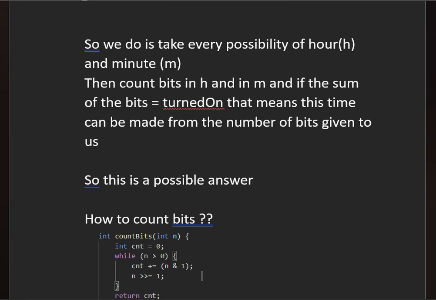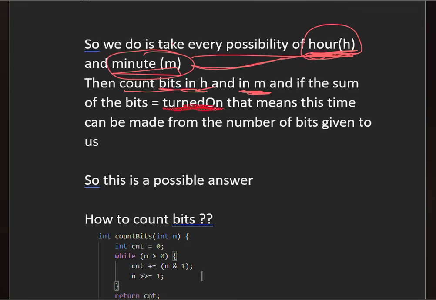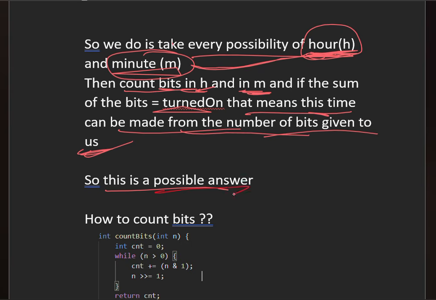So what we do is we take every possibility for hour H and minute M. Then we count the bits in the current hour H and in the minute M, and if the sum of the total bits, that is the bits of hours and the bits of minutes, is equal to turnedOn, that means this time can be made from the number of bits given to us, that is a possible answer. So we'll be storing that answer, hours and then minutes.